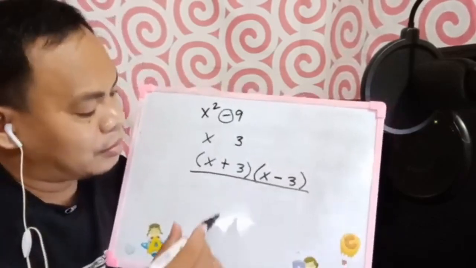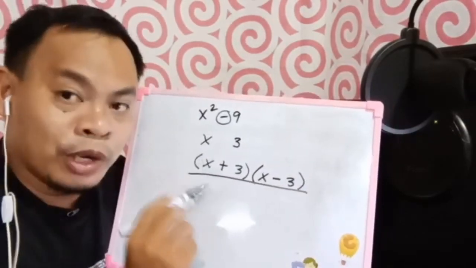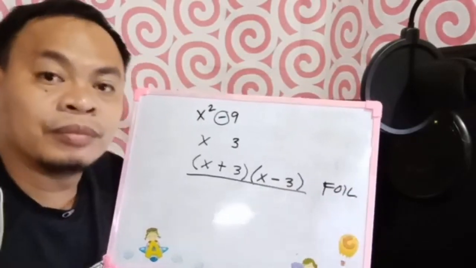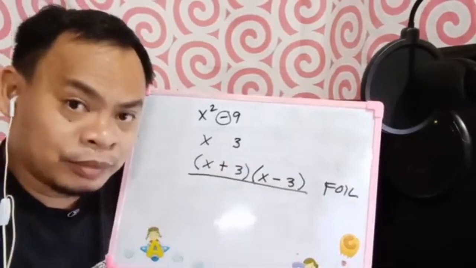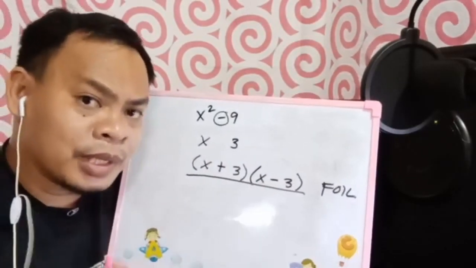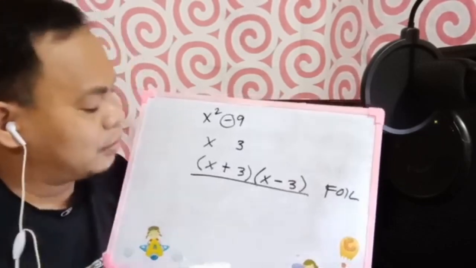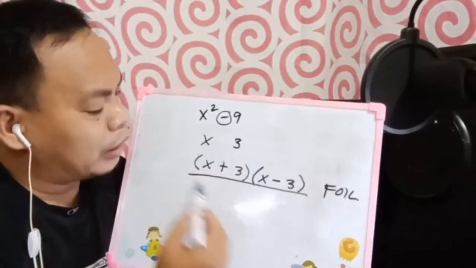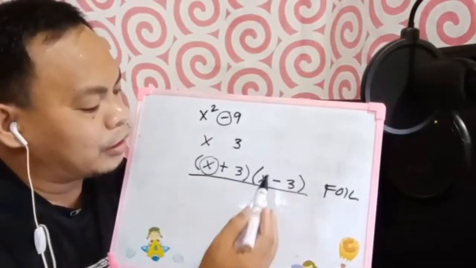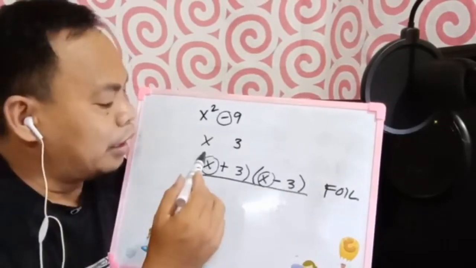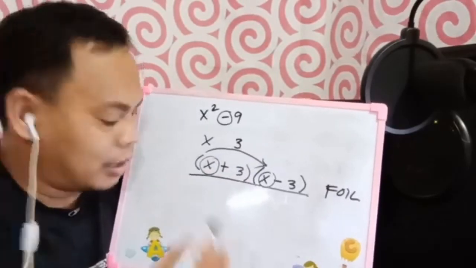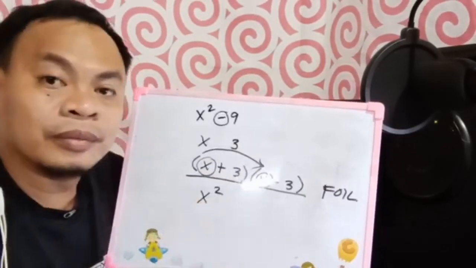So, to check this one, kung tama po ba yung answer natin, again, we will use the FOIL method. F stands for first terms, O is for the outer terms, I is for the inner terms, and L is for the last terms. Okay, so for this part here, our first term is x. For this part also here, our first term is x. So we will multiply x to this one, x times x. So x times x is x squared.